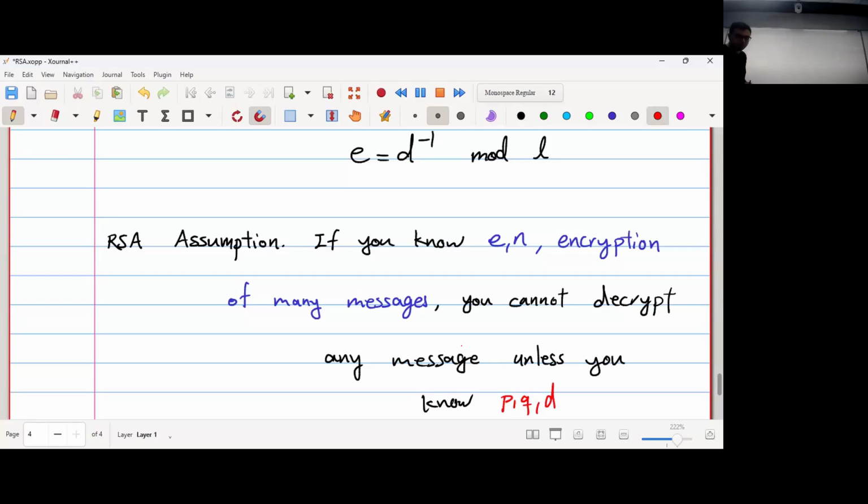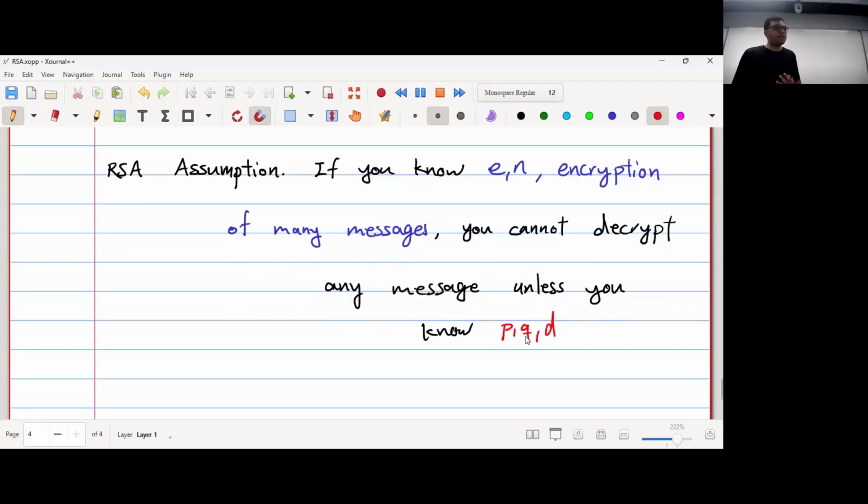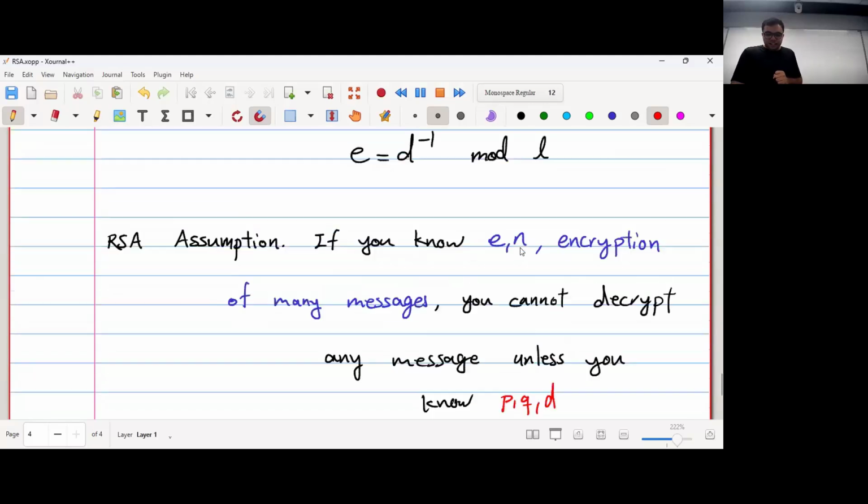That's the RSA assumption. And by the way, I'm saying unless you know P, Q, and D, but if you know one of them, you know all three of them. Right? Well, no, if you know P, you definitely know Q and vice versa. And if you know P and Q, then you know D. If you just know D, can you find P and Q? I don't know. But that's nonsensical anyway, because if you know D, you can decrypt everything.